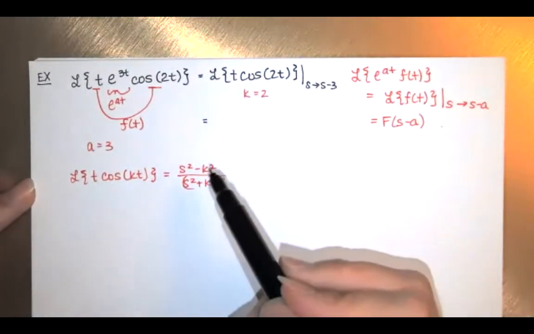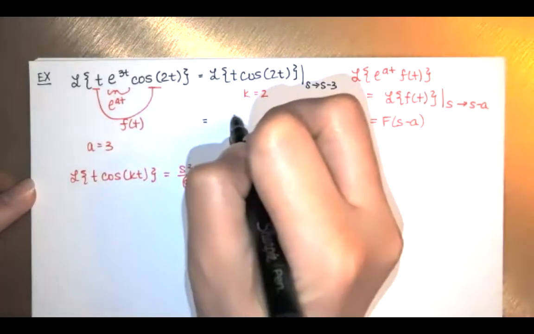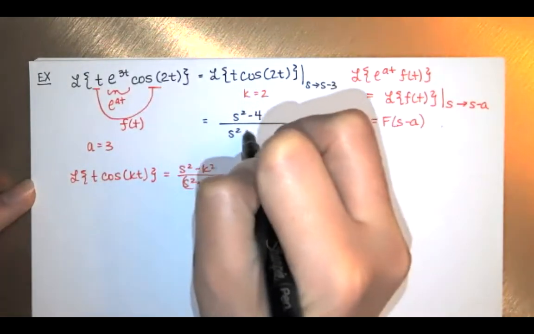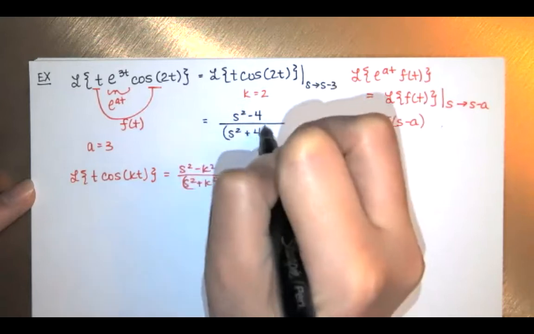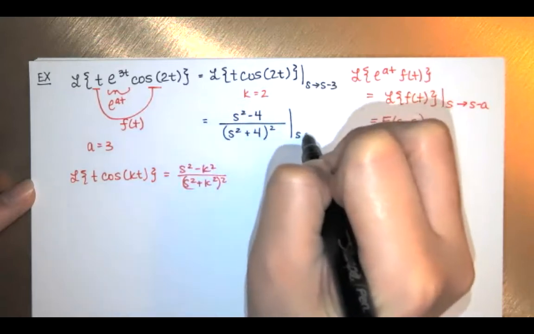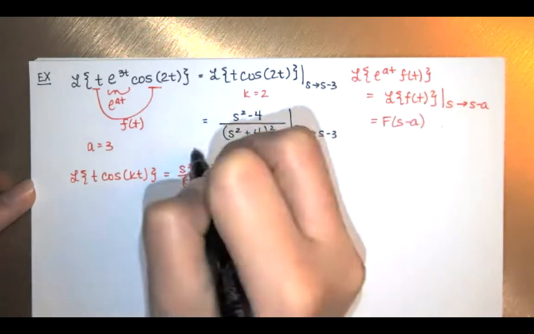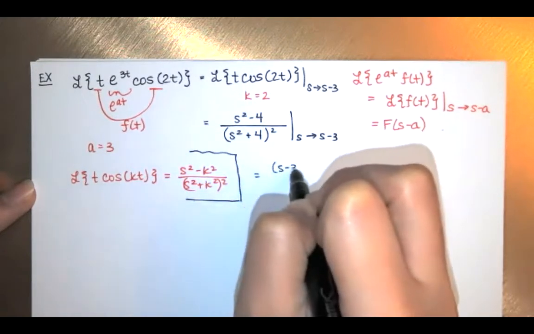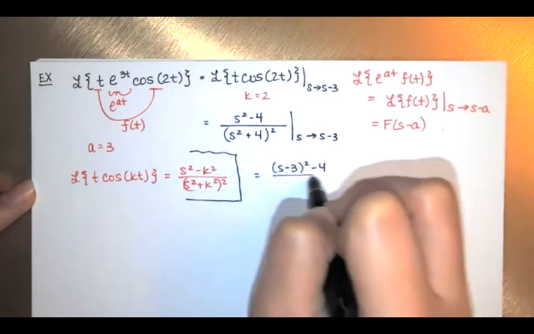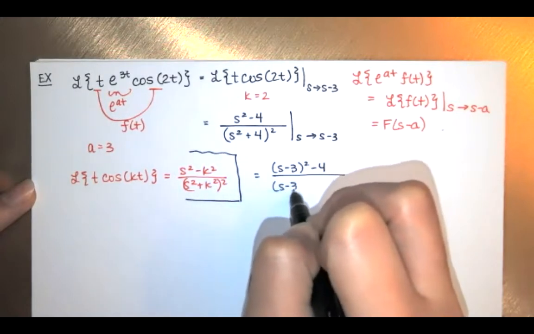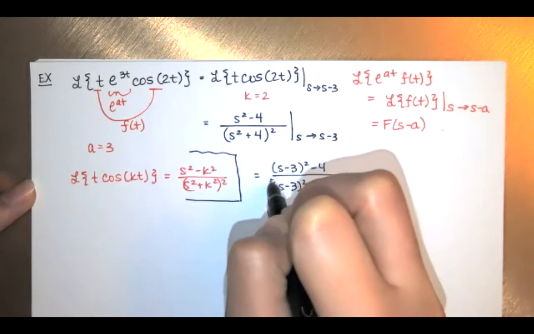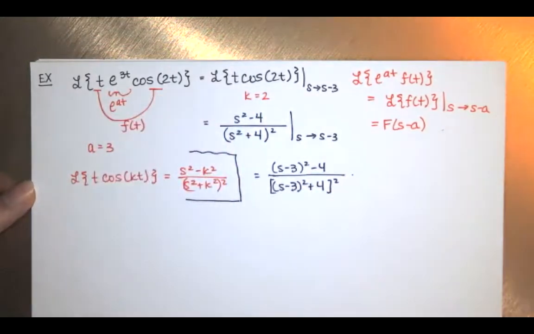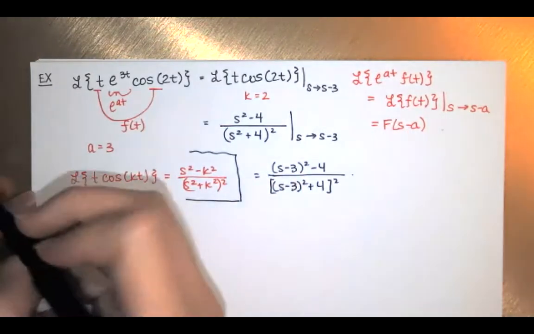And that tells me that if k is equal to 2, we're going to have s squared minus 2 squared, which is 4, over s squared plus 2 squared, which is 4, quantity squared. And then we're going to replace all the s's with s minus 3's. So this will be (s minus 3) squared minus 4 over ((s minus 3) squared plus 4), quantity squared. And that's the Laplace transform of this guy. Now that's using the first translation theorem.